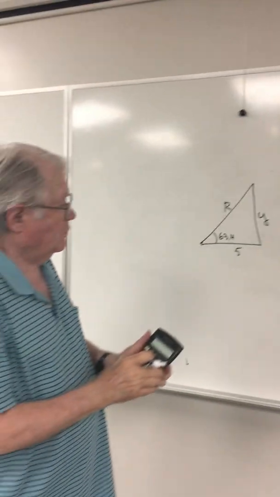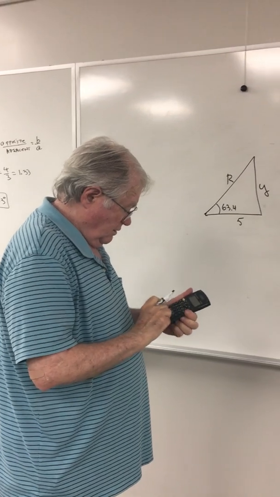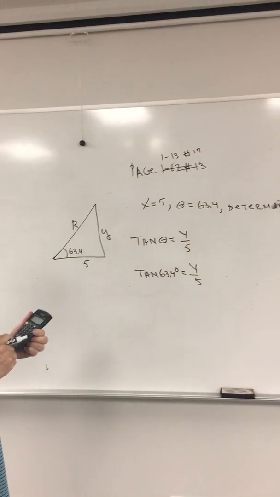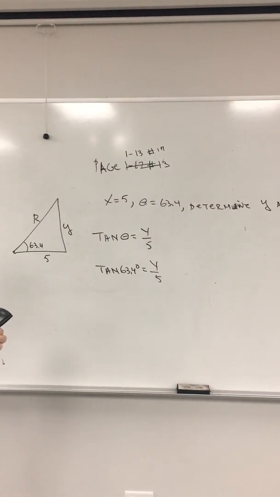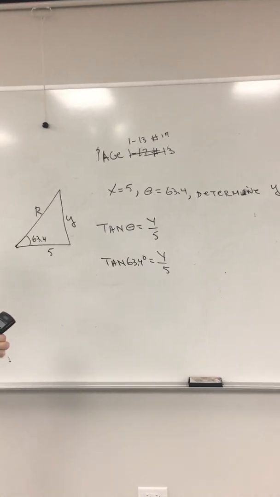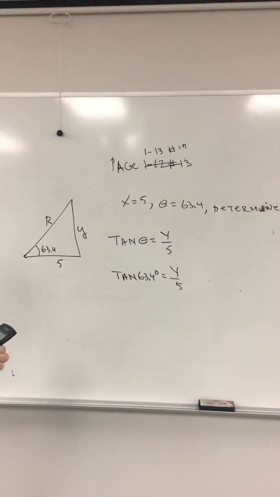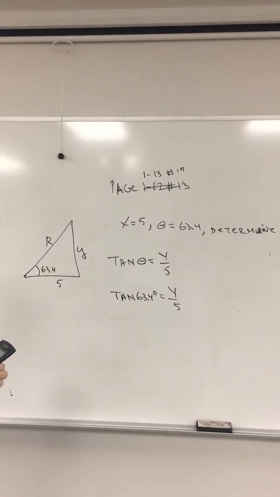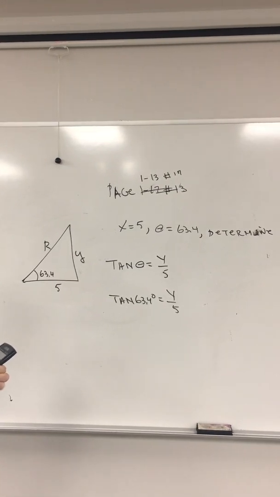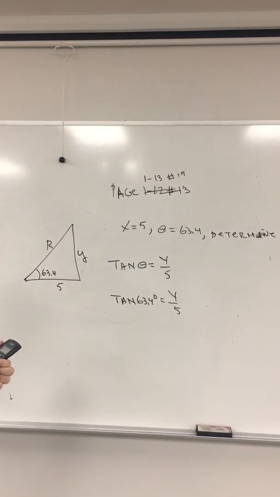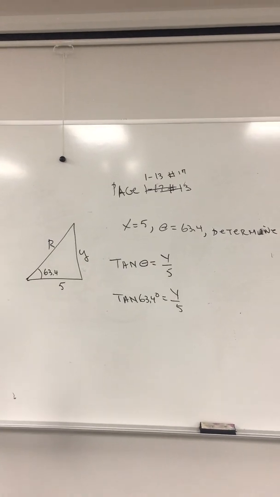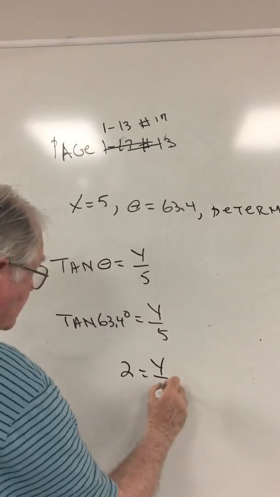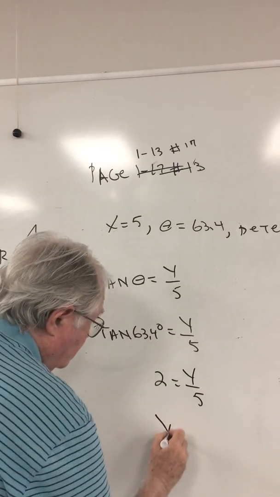So now I need my calculator. And again, you have to become familiar with your calculator. So what you do, you turn it on, you clear it, you put 63.4, and you press the tangent button. And that comes out to be about 2. And then 5 times 2, that's going to be equal to 10.